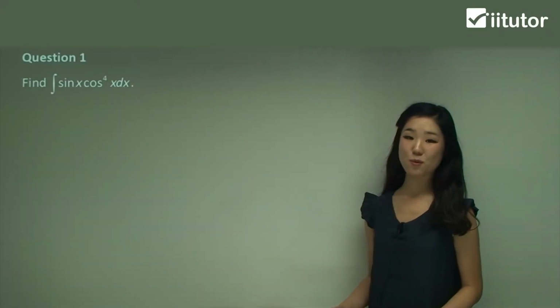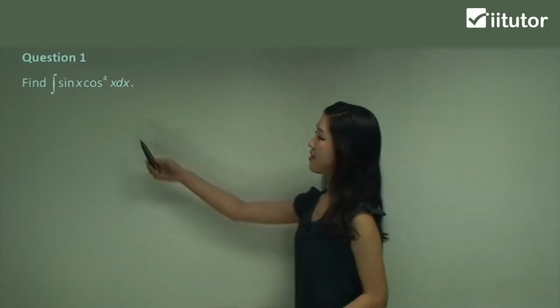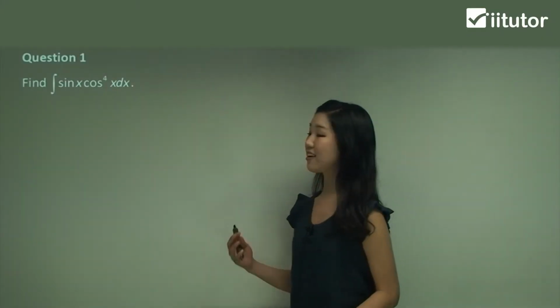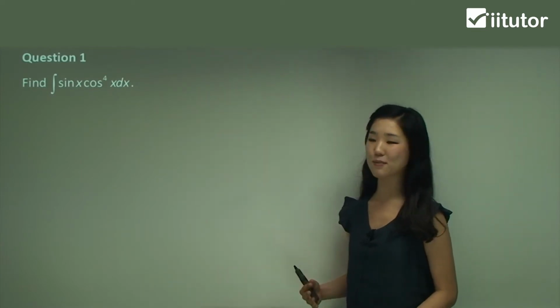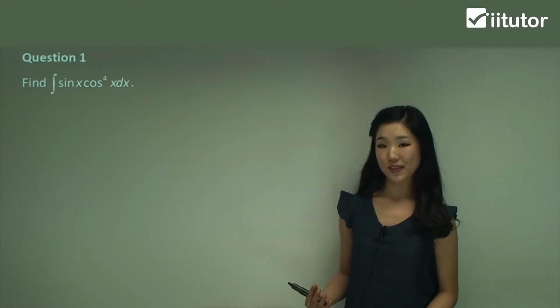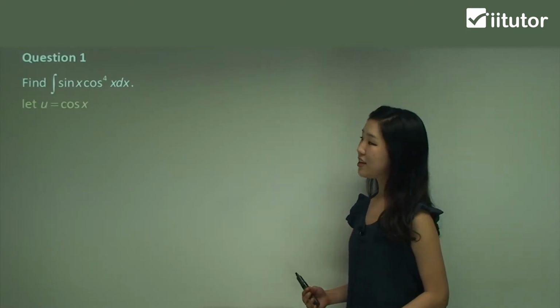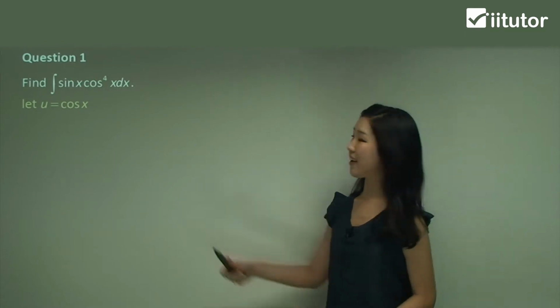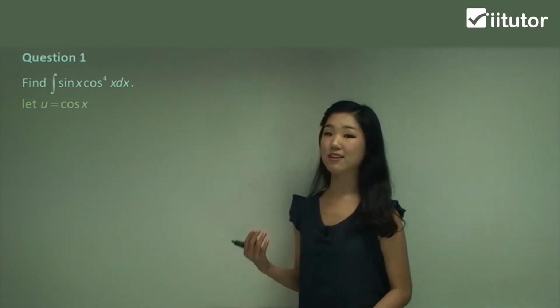So starting with question 1, it says find the integral of sine x cos x to the power of 4 dx. Okay, so we're going to integrate this one. What I'm going to do is start off by using some substitution. I'm going to let u be cos x.